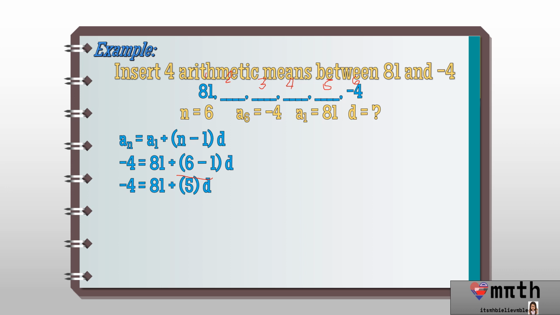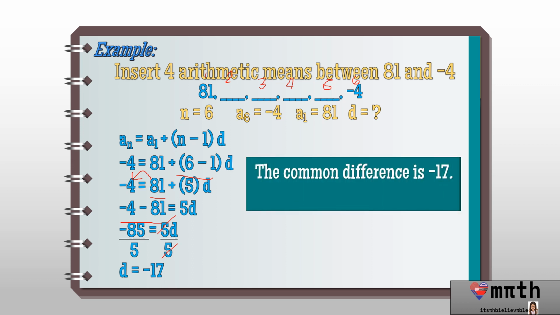And since we need to isolate 5d, or the d, on one side, we're going to transpose 81. Since that is positive, if we transpose that, that will be negative 81. So that will be negative 4 minus 81 equal to 5d. Next, simplifying negative 4 minus 81, that will be negative 85 equal to 5d. And in order for us to get only the value of d, we need to divide both sides by the number beside d, which is 5. So 5d divided by 5 will be only d. Then negative 85 divided by 5 is equal to negative 17. So the value of our d is negative 17, and our common difference is negative 17.